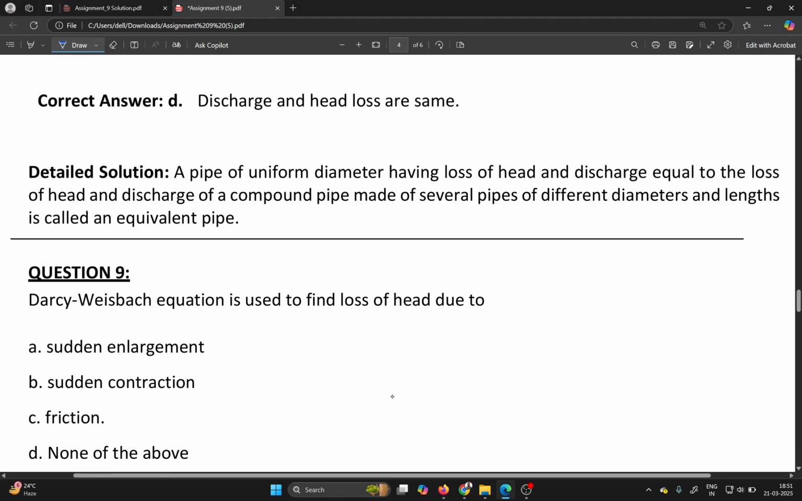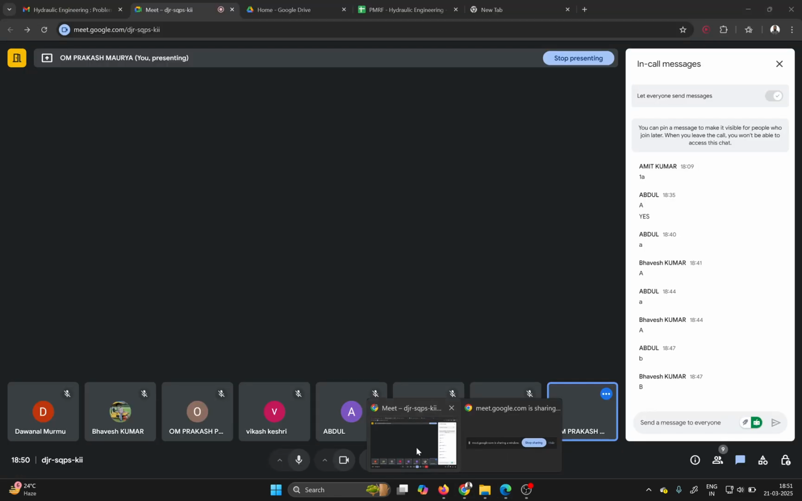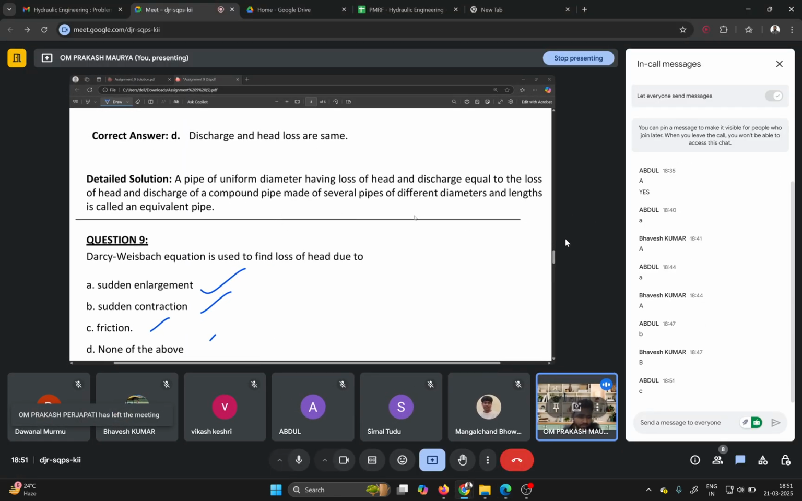Darcy-Weisbach equation is used to find the head loss due to sudden enlargement, sudden contraction, friction, or none of the above. Which option will be correct for question number 9? Everyone please try to write. Okay, Abdul is telling option C for question number 9. Other students please also try to write your answer.